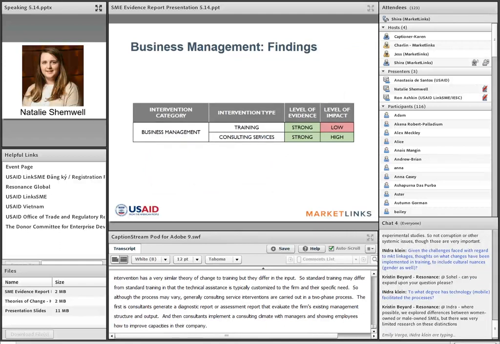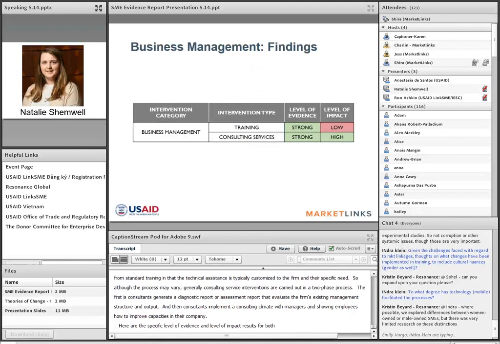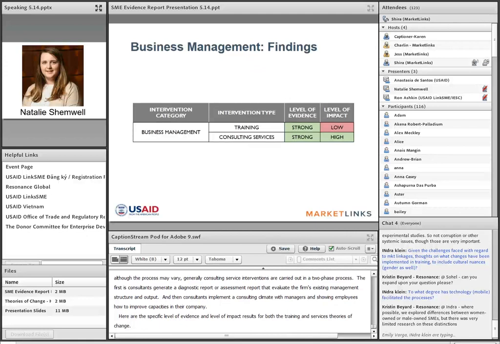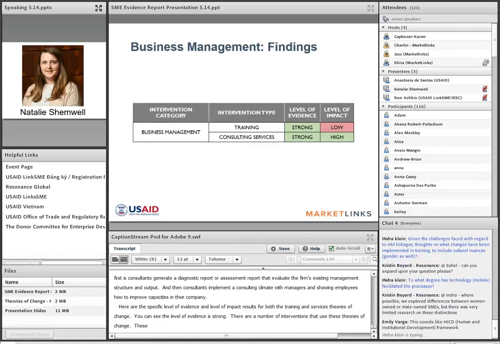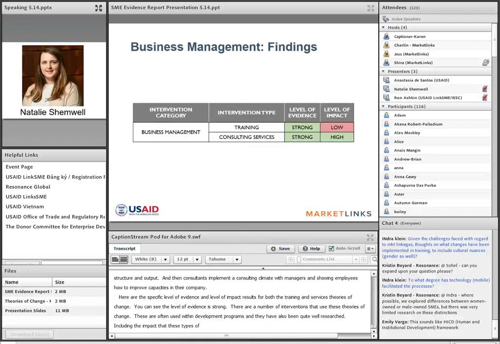Here are the specific level of evidence and the level of impact results for both the training and the consulting services theories of change. You can see here that the level of evidence for both is strong. There's a number of interventions that use these theories of change. These are often used within development programs, and they've also been quite well researched, including the impact that these types of interventions have on SME growth.